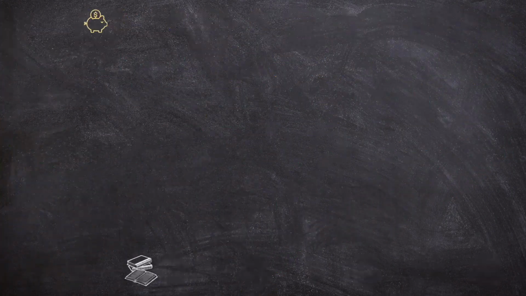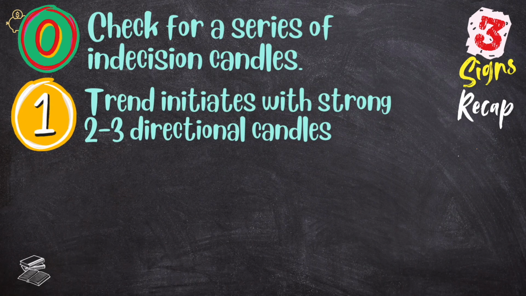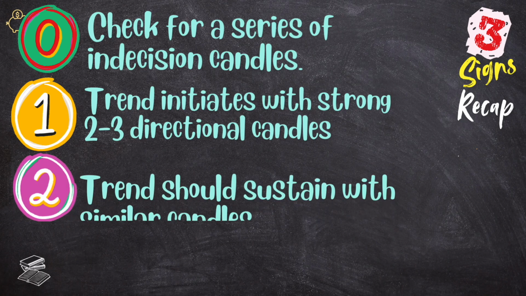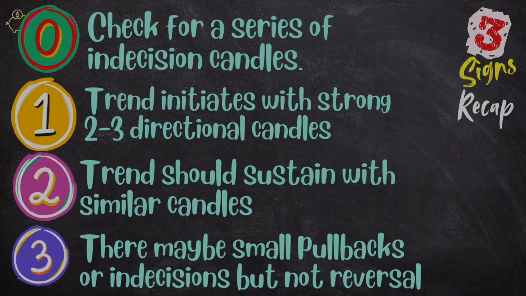Now that we have covered the 3 signs that we were looking for, let's do a really quick recap to remember what signs we were looking for. So any trend should ideally have a series of indecision candles to begin with. This is a good initiation sign. Then it should show a strong movement with strong shaved bottom or shaved top candles. The trend should then continue, and at any point it should not show a sign of big reversal but minor pullbacks or phases of indecision.